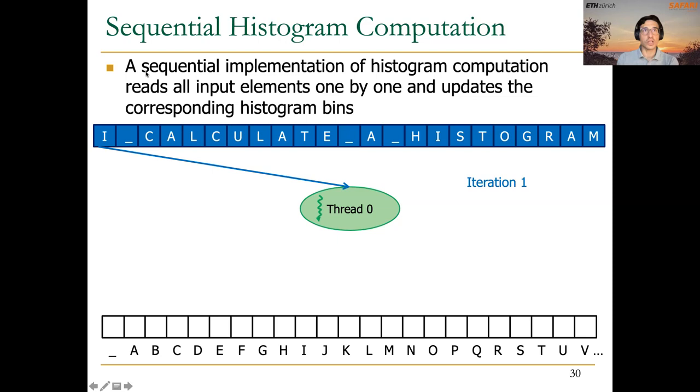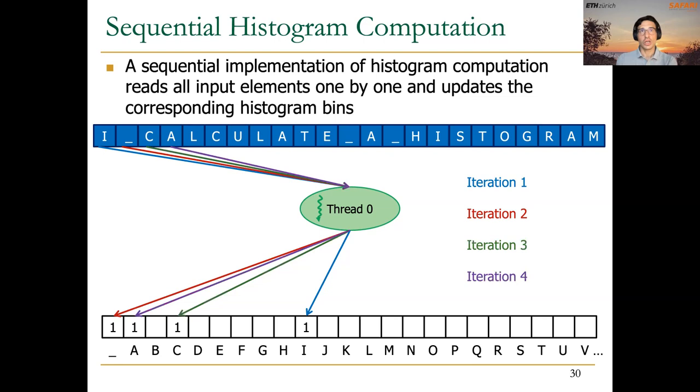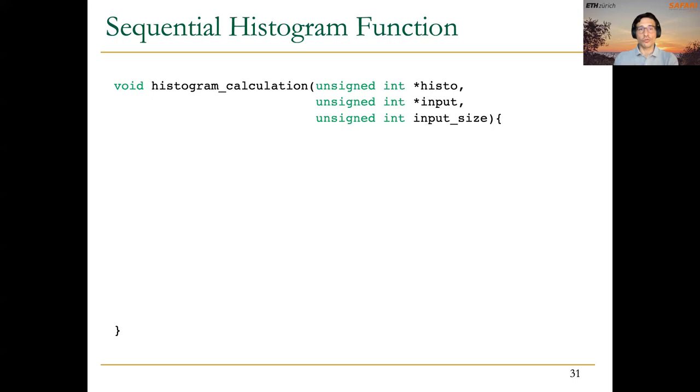This element is I, so we go to the corresponding bin and increment. Then we go to the second character, in iteration 2, iteration 3, iteration 4, and so on and so forth. The code for a sequential histogram function, as you can see here, is pretty simple.